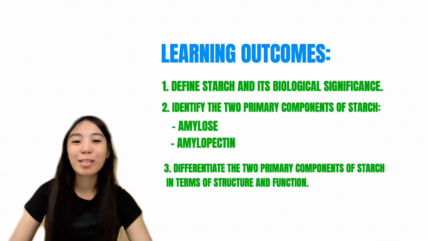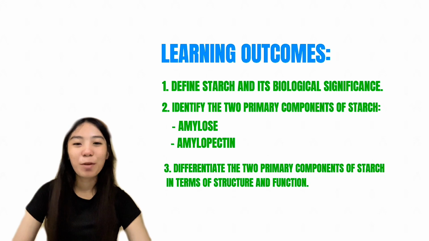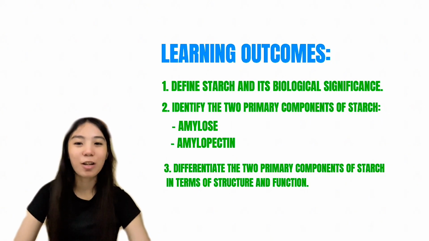It's all about starch. But before we delve into the topic, let's first state the learning outcomes. First, we'll define starch and explain its biological significance. Second, identify the two primary components of starch, which is amylose and amylopectin. And lastly, differentiate the two primary components of starch in terms of structure and function.